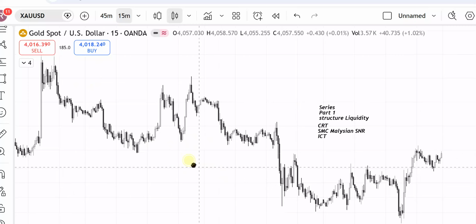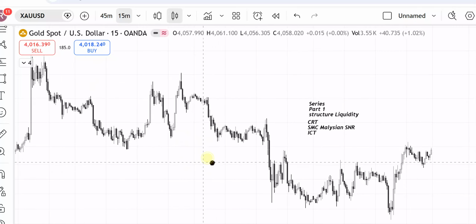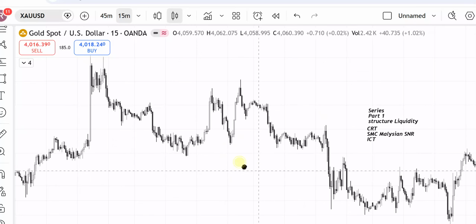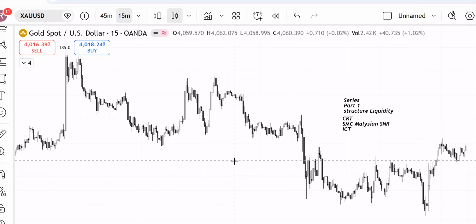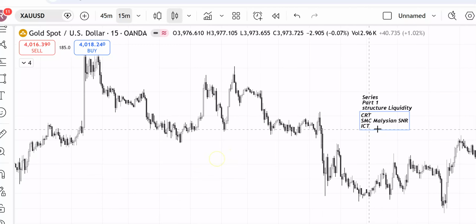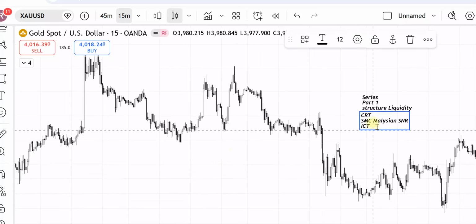So let's start, and it's my promise, when you watch this video, you will learn a lot about structure liquidity and how liquidity works, and then for the entry, how we use CRT, Malaysian SNR and ICT, and the last thing is SMC. Okay, so here we start.